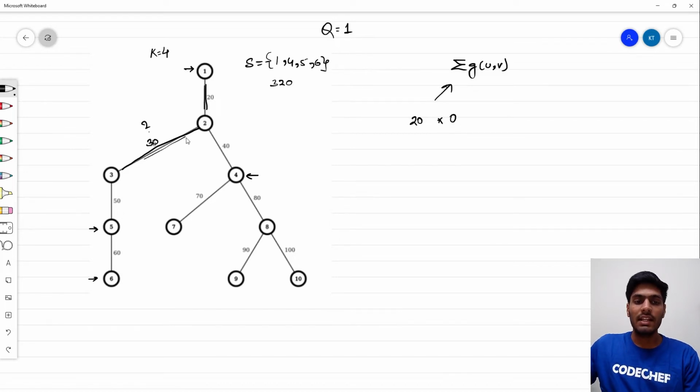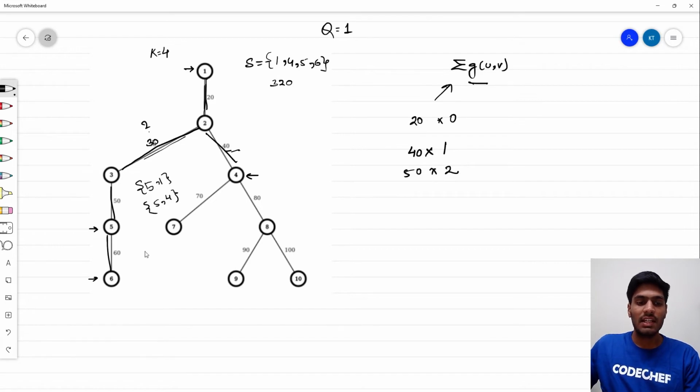Now for 30, it will also be 0 since it wouldn't be the maximum weighted edge in any pair. For 40, we find that we have this one pair in which it is the maximum weighted edge. So its contribution would be 1 time in this equation. Now for 50, we similarly find that there are two pairs. One is 5 comma 1, the other one is 5 comma 4. So the contribution of 50 is twice.